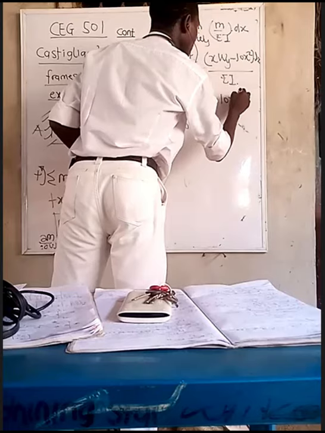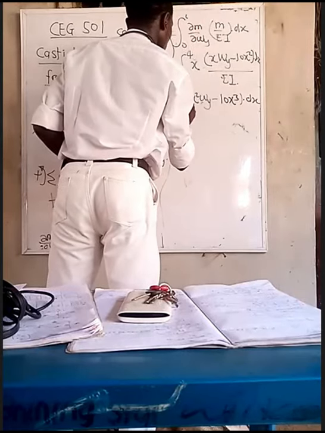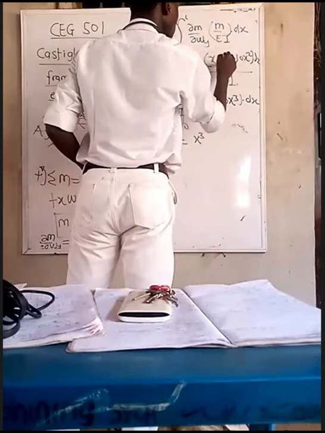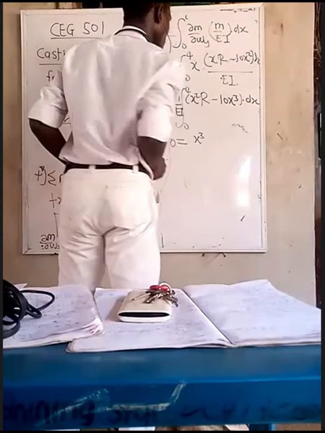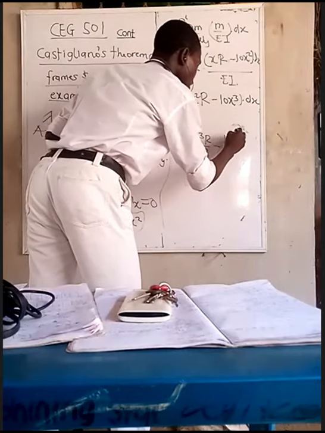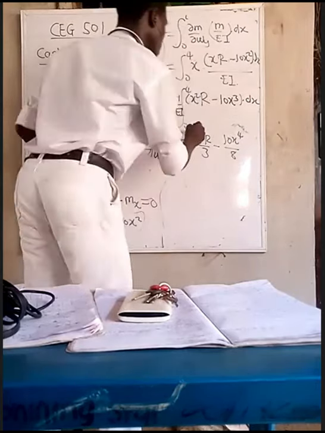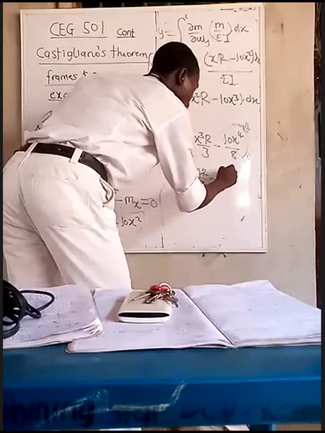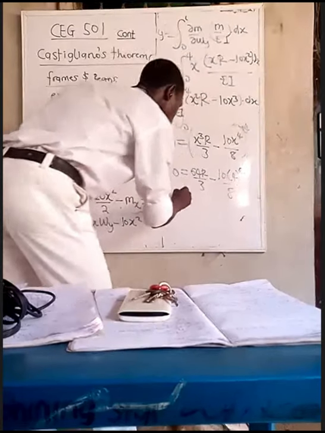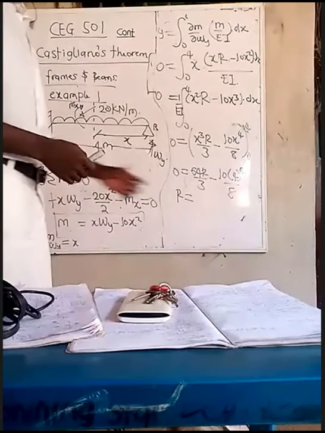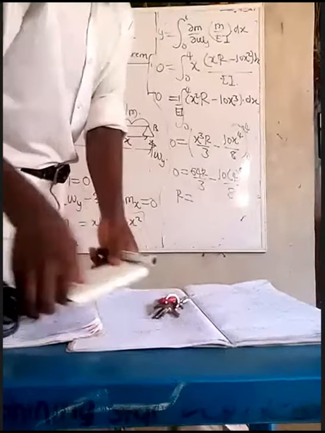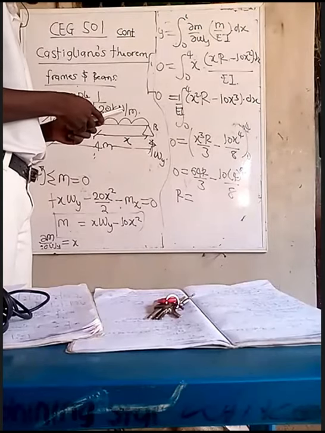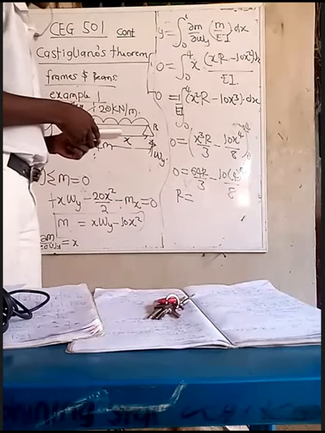Minus 10 x cubed dx, 1 over EI. So 0 is equal to the integral of x squared. Now I'm supposed to have replaced WY with R. So x cubed R over 3 minus 10 x raised to the power 4 over 8, from 0 to 4. So 0 will be equal to 64 R over 3 minus 10 times 4 raised to the power 4 over 8. So R will be equal to, I've removed the 1 over EI because if EI comes and multiplies 0, it will be 0. So let's just calculate our R directly: 10 times 4 raised to the power 4 divided by 8 times 3 divided by 64. So that's 16.